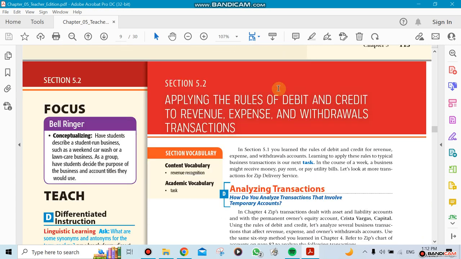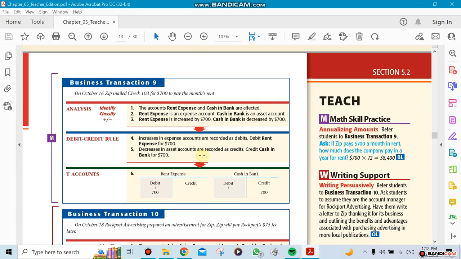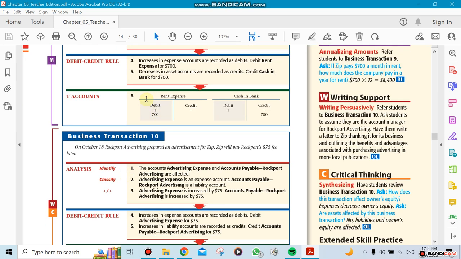So now here we're talking about actual transactions. We're going to start solving transactions that relate to revenue, expense, and withdrawals. We'll keep on going and doing so many transactions. By doing more transactions, you're actually learning more. Memorizing by itself is not going to work, but the minute you start doing the transactions, it becomes a lot easier.